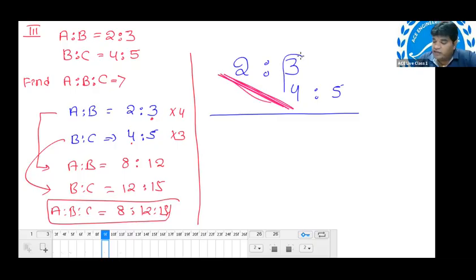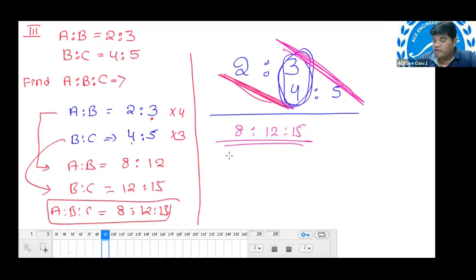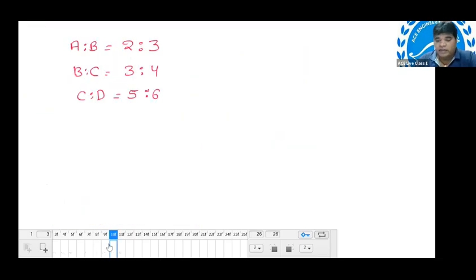Second step, 3 into 4. Last step, 3 into 5. Okay, 2 4s 8, 3 4s 12, 3 5s 15. Direct answer. Suppose it is a lengthy one. Look at here, now observe. So 2 is to 3.